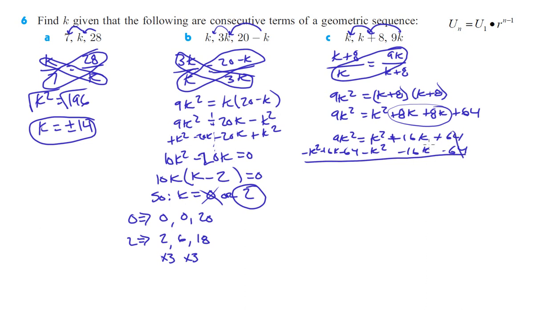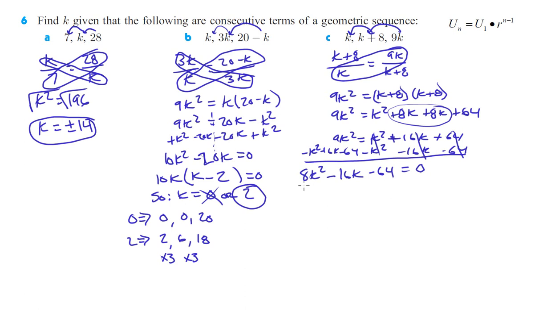There we go. These all go away, so we end up getting 0. And we have 9k squared minus k squared, which is 8k squared, and we have minus 16k and then minus 64. Okay, now we're going to need to factor this.